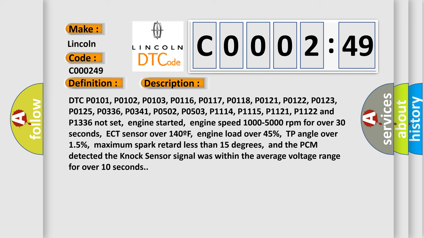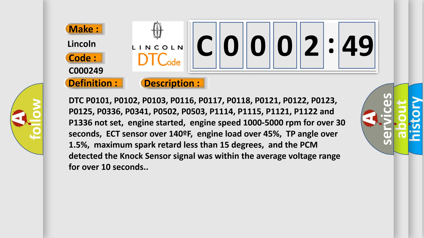DTC P0101, P0102, P0103, P0116, P0117, P0118, P0121, P0122, P0123, P0125, P0336, P0341, P0502, P0503, P1114, P1115, P1121, P1122 and P1336 not set, engine started, engine speed 1000 to 5000 revolutions per minute for over 30 seconds, ECT sensor over 140F, engine load over 45%, TP angle over 15%, maximum spark retard less than 15 degrees, and the PCM detected the knock sensor signal was within the average voltage range for over 10 seconds.